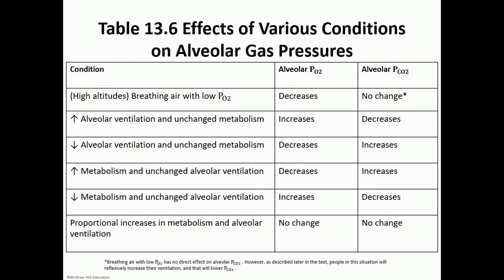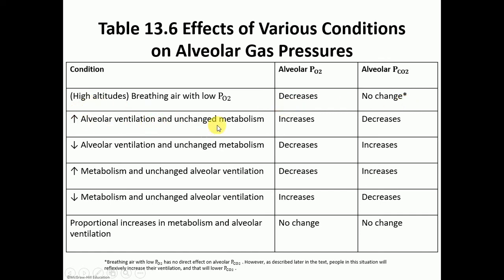So what are the effects of various conditions on alveolar gas pressures? Realize that the pressures we're going to be talking about here are the pressure of oxygen in the alveolus or the pressure of carbon dioxide in the alveolus. So we're not talking about blood levels, we're talking about alveolar levels. Let's say somebody is at high altitude, breathing air at a low oxygen pressure level. So obviously the levels of PO2 in the alveolus are going to decrease, but there is no change in the PCO2 levels.